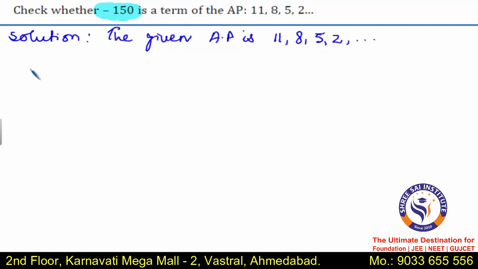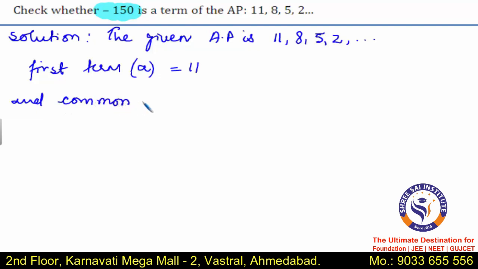So from this given AP, the first term, denoting it by A, is equal to 11, and the common difference, which is obtained by subtracting any term from its succeeding term, that is 8 minus 11 or 5 minus 8, is equal to minus 3.